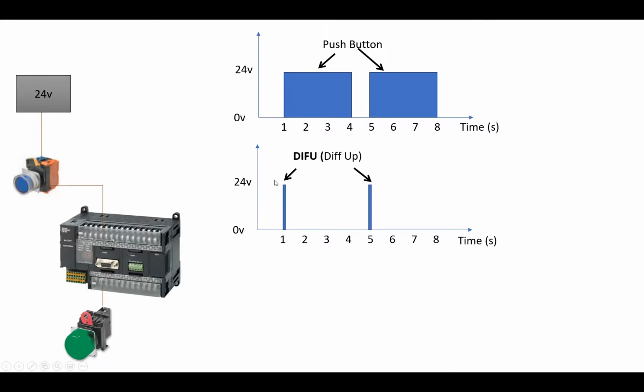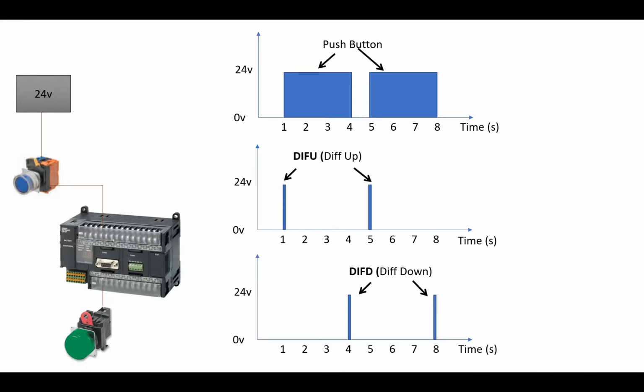You can also use what's called a diff down. So it will stay at logical 0 even though I've pressed the button, and only come up to a logical 1 as I release the button for a single cycle. I then press the button again at 5 seconds, and I come along at logical 0 and back up to a logical 1.